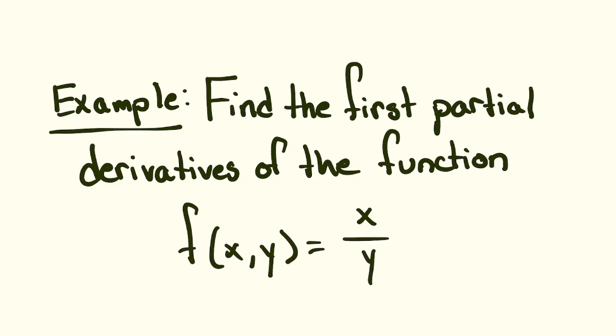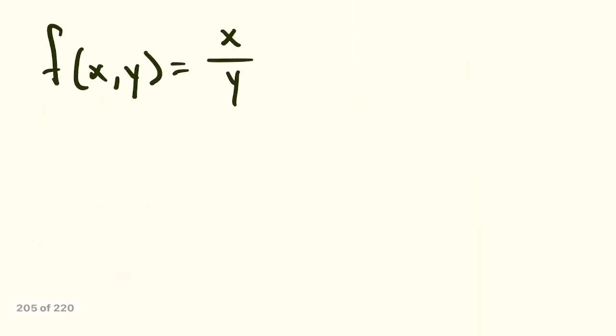In this problem, we're looking for the first partial derivatives of the function x divided by y. All right, so to start off with, when we have a function like this and we're looking for partial derivatives because there are two variables we're working with, x and y, we're actually going to rewrite it, if we can, as a multiplication problem. This is not always going to be the case, but in here we can write this as x times y inverse.